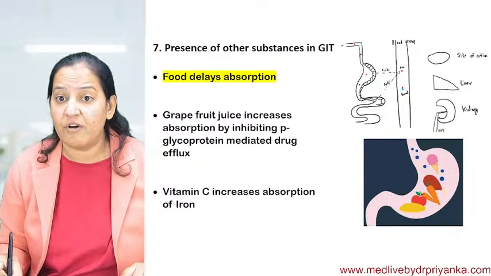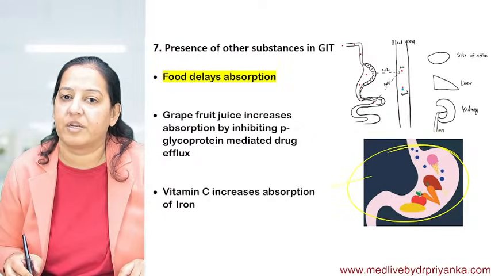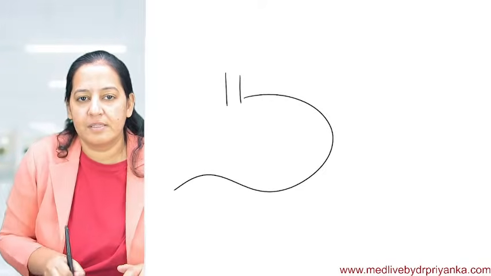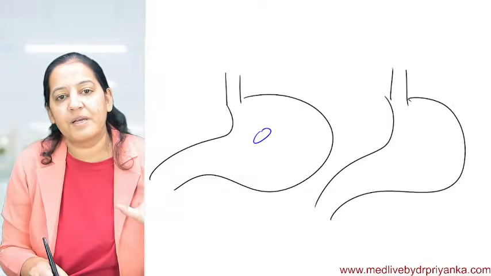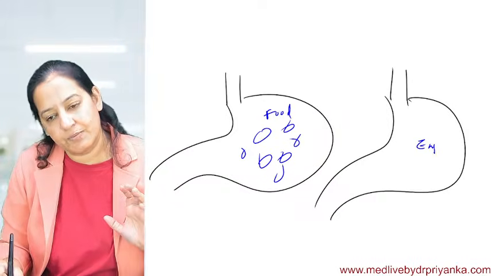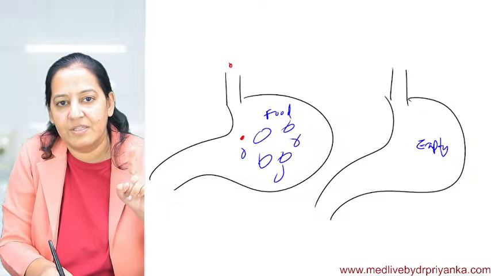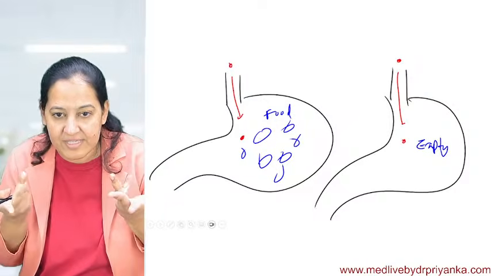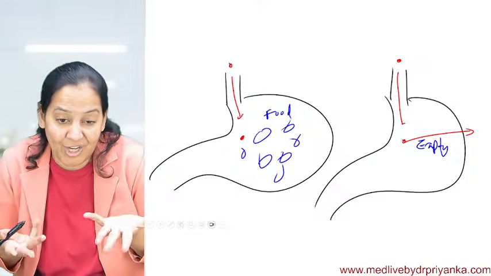So what is the effect of the presence of food in the stomach on absorption? Now use your common sense. Suppose this is a stomach and this is another stomach. Both are stomachs. This stomach is full, already having food inside it, and this one is empty. Here the drug is taken and goes inside. Here also the drug is taken and goes inside. Where will absorption be faster? Common sense, obviously. Absorption will be faster on an empty stomach because there is nothing to hinder.